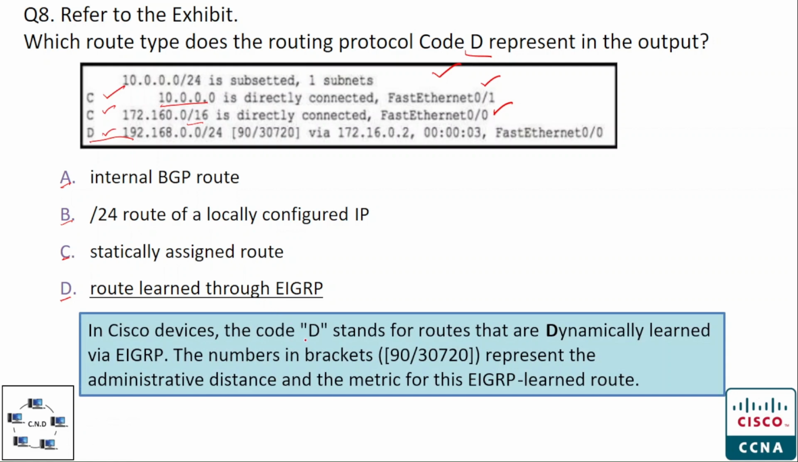So in Cisco devices, the code D stands for routes that are dynamically learned via EIGRP. The numbers in the brackets, that is this, we are talking about this number, represent the administrative distance and the metric for this EIGRP learned route. Another code for this, if we have O, then O means that this route is learned through OSPF.